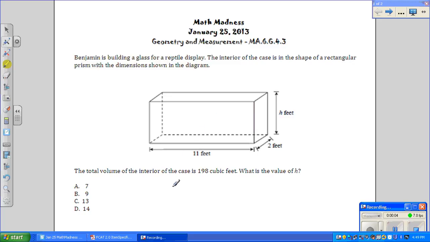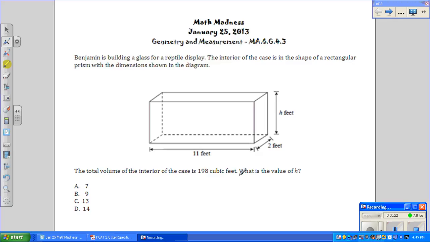Benjamin is building a glass for a reptile display. The interior of the case is in the shape of a rectangular prism with the dimensions shown in the diagram. The total volume of the interior of the case is 198 cubic feet. What is the value of H?